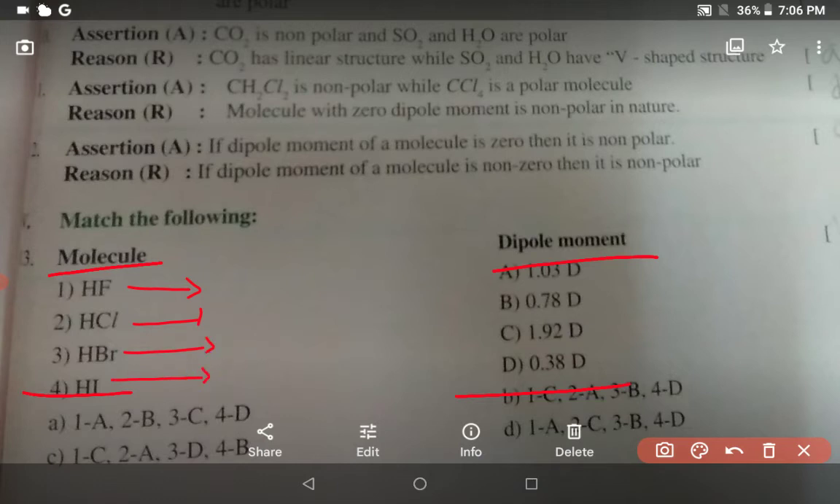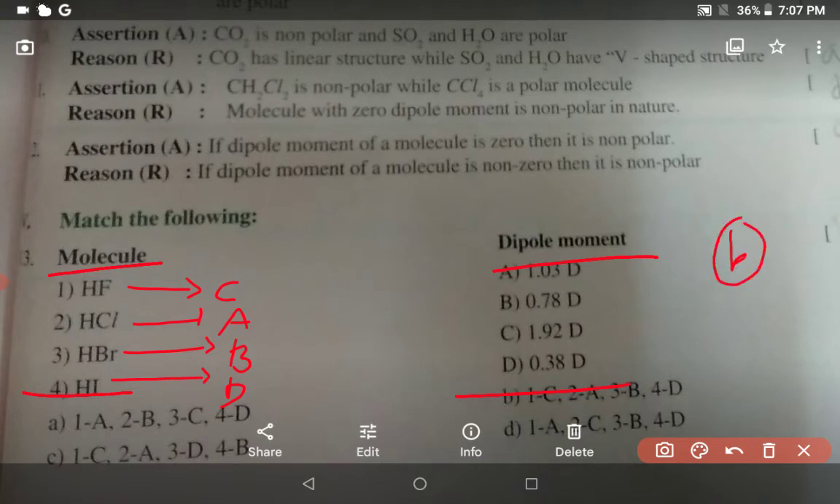Okay. Now, for HF you will get 1.92 D, for HCl you will get 1.03 D, option A. All are approximate values, as you can see. Now for HBr, it is option B, 0.78, and for HI, it is obviously D, 0.38. And which option suits this? Option B will be suitable for the question.